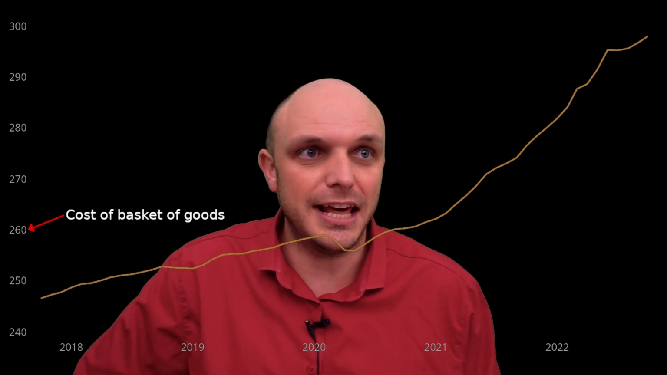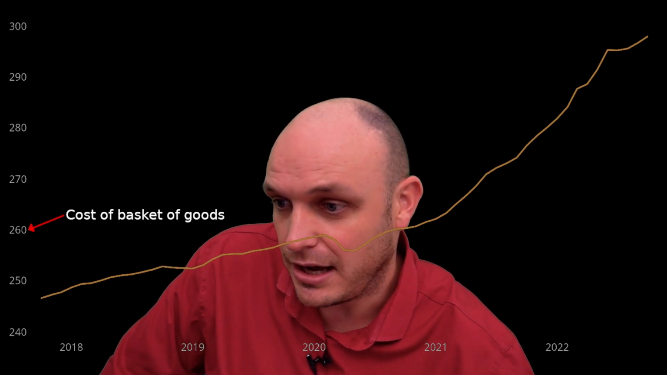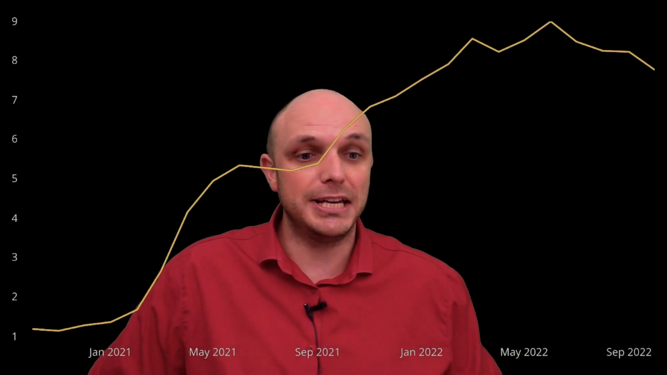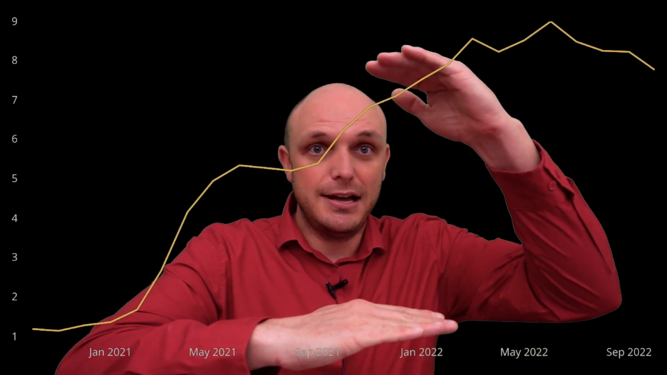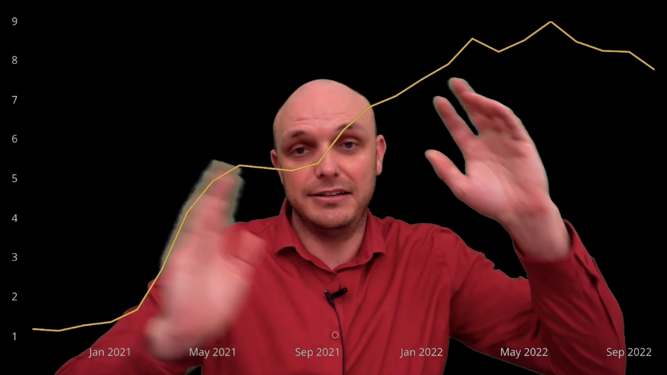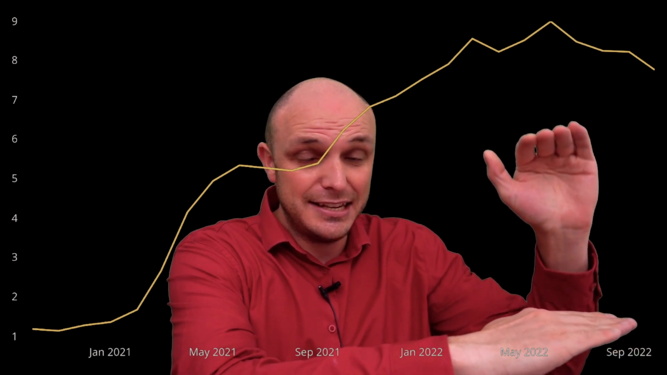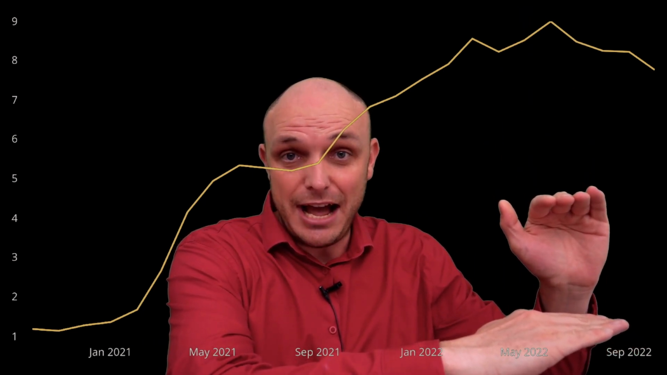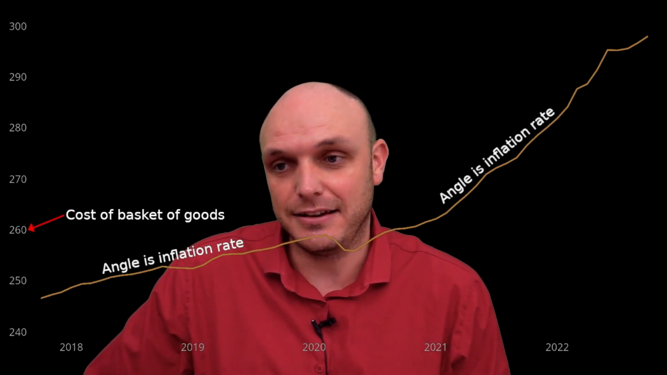So you can see that there's a bit of a difference between this curve and this curve. With this curve, inflation is the distance between the bottom here and the height of the line. That is inflation. And obviously if this gets less, that means inflation's coming down. And if it gets more, it means inflation's going up. But with this curve here, it works a little bit different. The angle is actually the inflation rate.